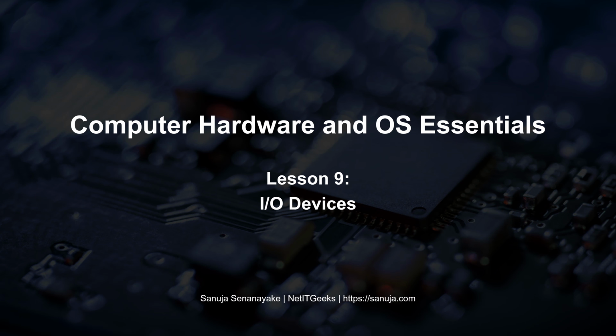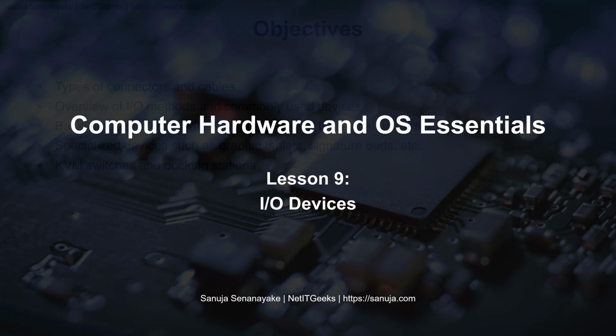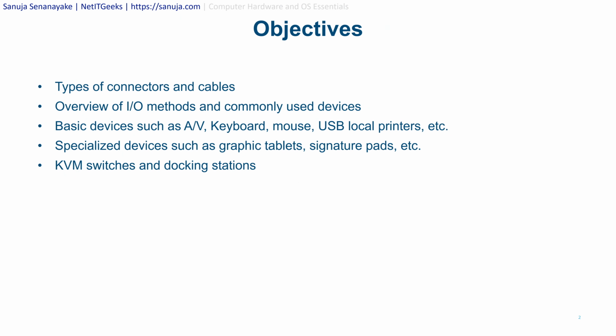And this would be our 9th lecture, where I will cover input and output devices. The primary objective of this lesson is to cover types of connectors and cables, and give you an overview of input-output methods and commonly used devices, including basic devices such as audio-video devices, keyboard, mouse, USB local printers, etc., and some specialized devices such as graphic tablets, signature pads, etc. We will also cover things like KVM switches and docking stations.